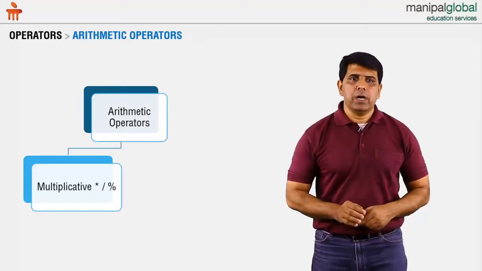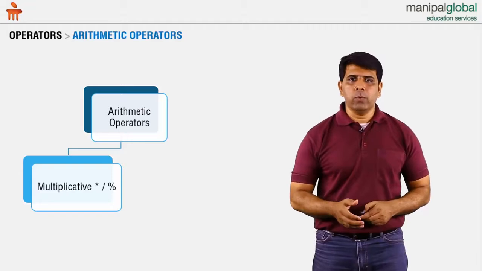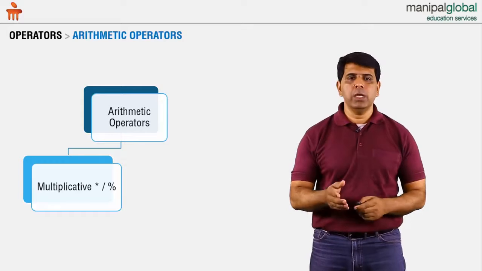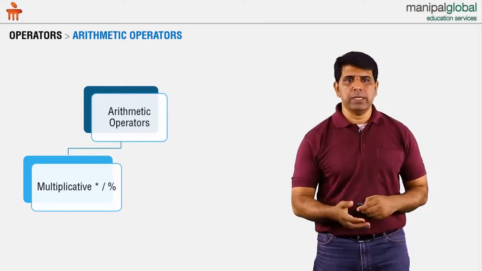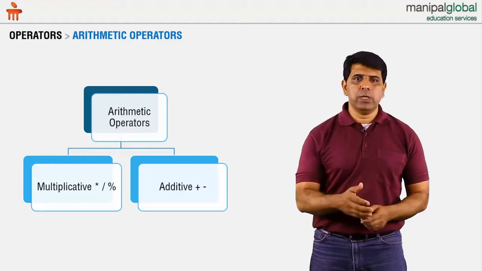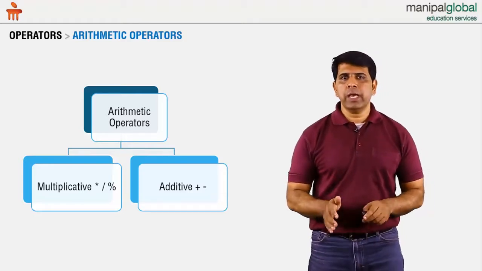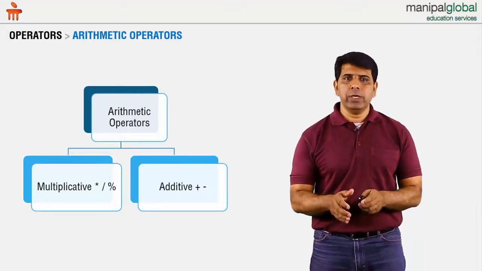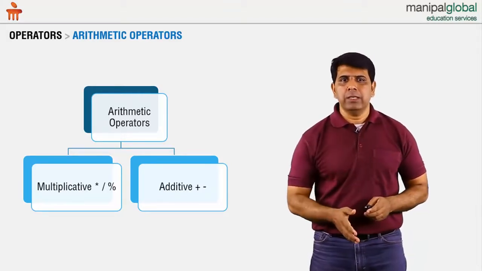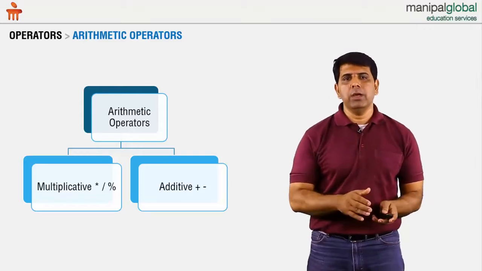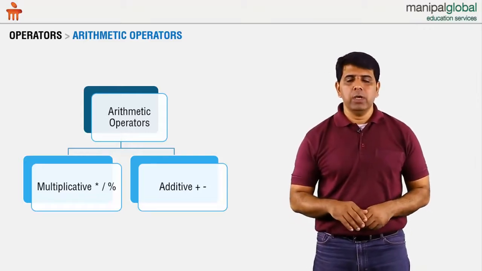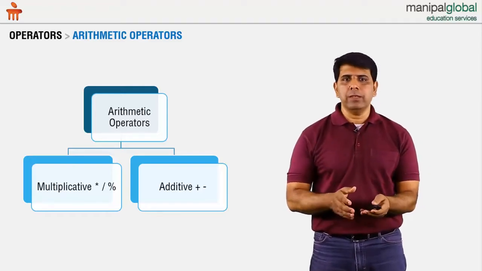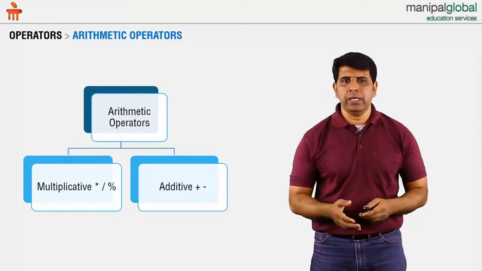Arithmetic operators are divided into multiplicative, where you have the multiplication symbol asterisk, slash for division, and percentage for modulus, remainder. Then there is additive, plus and minus. When you see an expression that has a combination of these operators, you should evaluate the multiplicative ones first, followed by the additive. If you have plus and minus used in the same expression, then whichever comes on the left gets evaluated first.